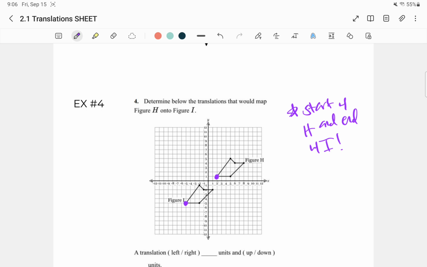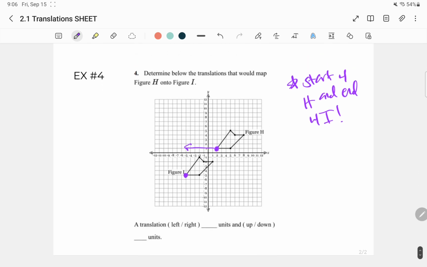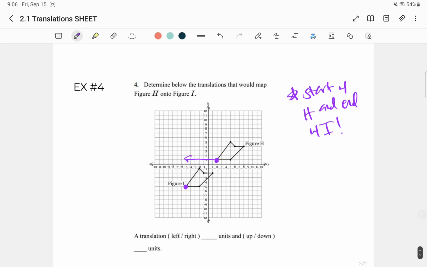So from H to I, I'm going to the left. So 2 and then 5 more. So that would be going to the right, 7. Oh, no, sorry, not to the right, to the left. To the left, 7. So again, 2 to the axis and 5 more. So see how that's a total of 7 units to the left.